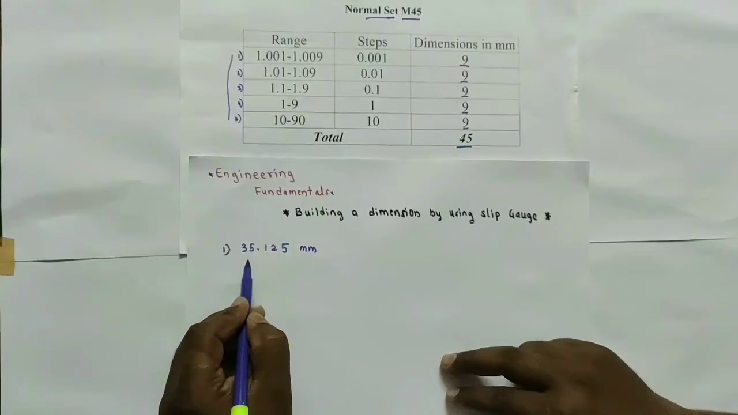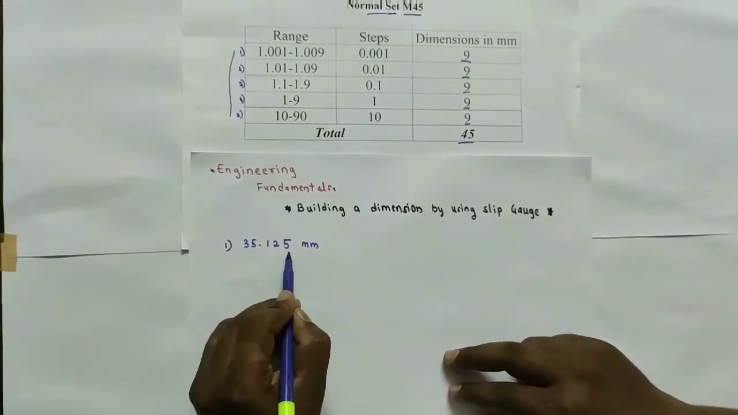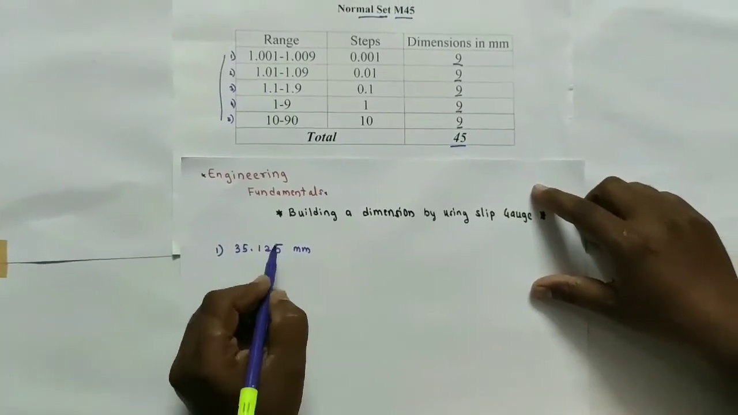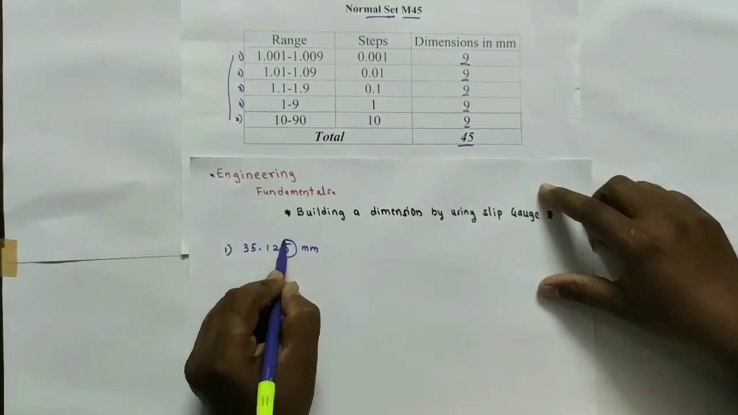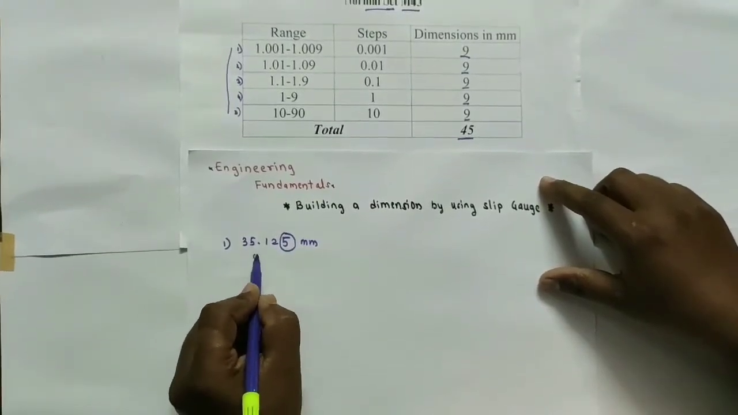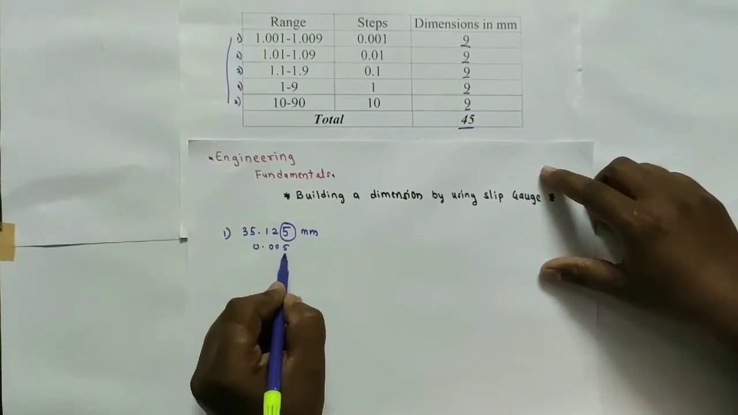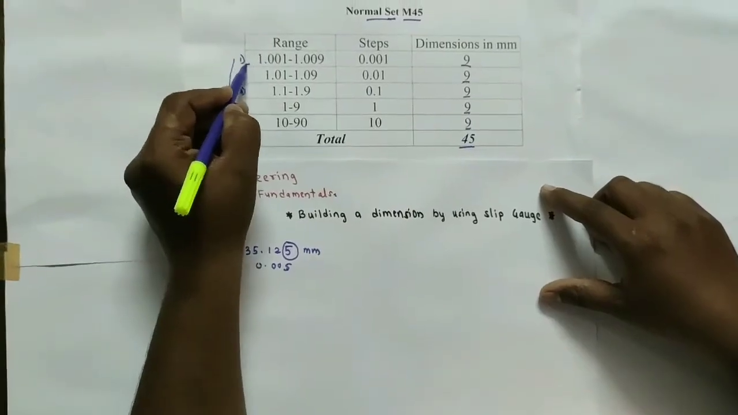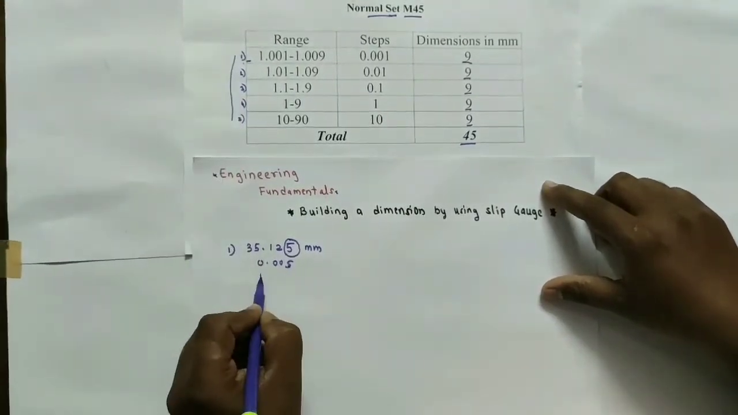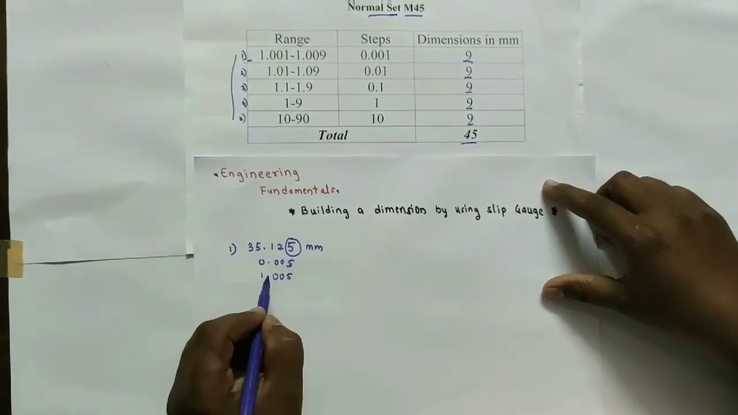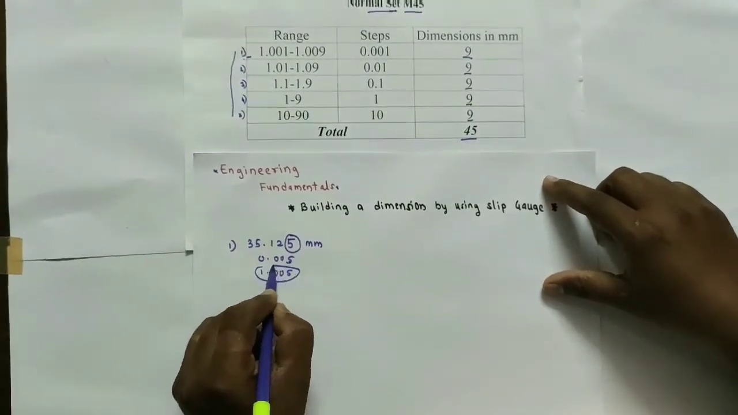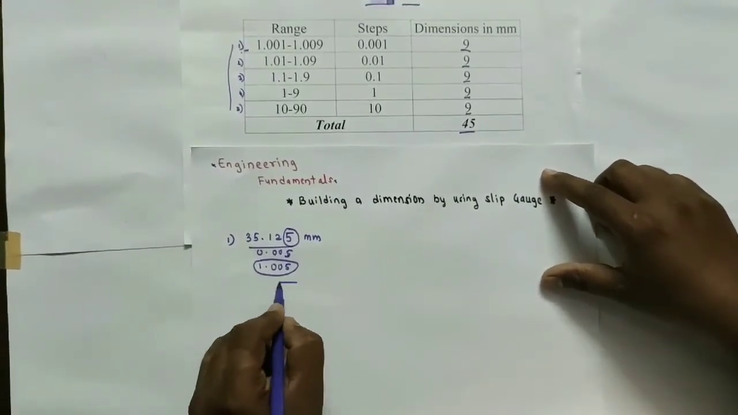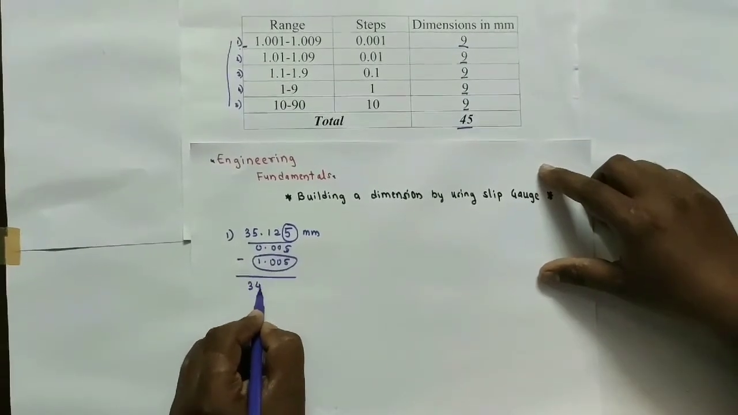Now we are going to build this dimension 35.125 by using this normal set. While starting, always start from the last digit. We have the last digit as 0.005. This 0.005 we can get from the first range slip gauge, 1.005. So you have to subtract this 1.005 from 35.125. Then you get the new dimension as 34.12.